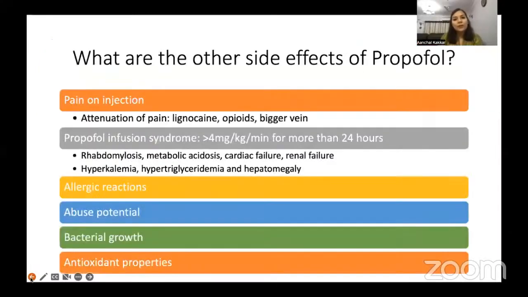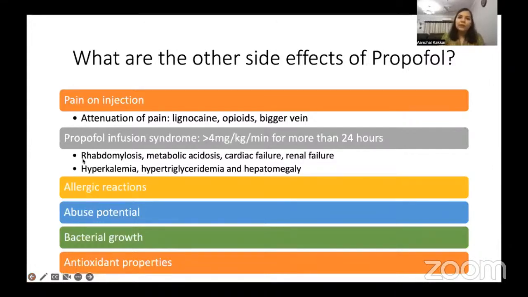After the systemic effects, obviously the examiner is going to ask you what are the other effects apart from the systemic effect. What are the most common side effects of propofol? The most common side effect of propofol is pain during injection. So how do you attenuate this pain? You give a bolus of lignocaine prior to the injection of propofol. You may give opioids, and you may use a bigger vein to inject propofol. Small veins on the dorsum of the hand usually have a higher incidence of pain during propofol injection.